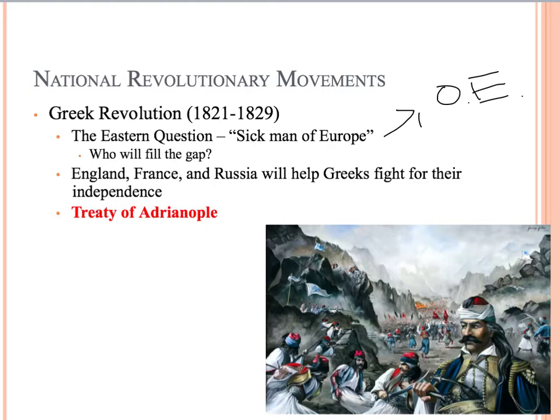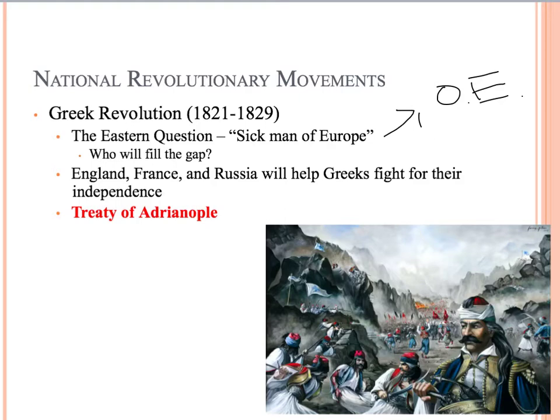England, France, and Russia decided to go in and help Greece fight for their independence. Now, wait a minute. This goes completely against everything we talked about in terms of the Concert of Europe putting down revolutionary movements. Why are they supporting the Greeks? It's like the most hypocritical move ever. But think about it. So much of European culture, think about the Renaissance, neoclassical art, all these things we've discussed, a lot of it owes its roots to Greece.